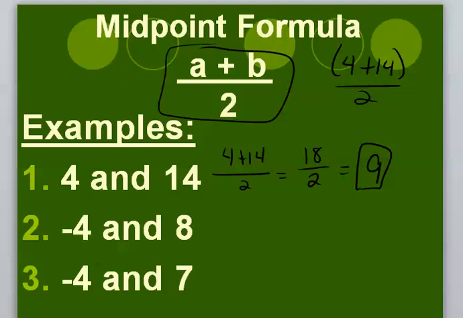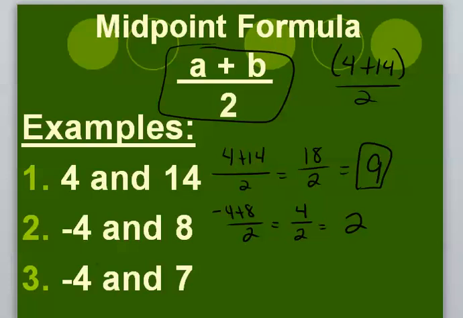9 is 5 spaces away from 4. It is also 5 spaces away from 14. It's equidistant between the 2 points. Example 2, the midpoint of -4 and 8. -4 plus 8 is positive 4, divided by 2 is 2. So 2 is the midpoint. 2 is 6 spaces away from the -4, and it's 6 spaces away from positive 8. So we know that's the correct answer.